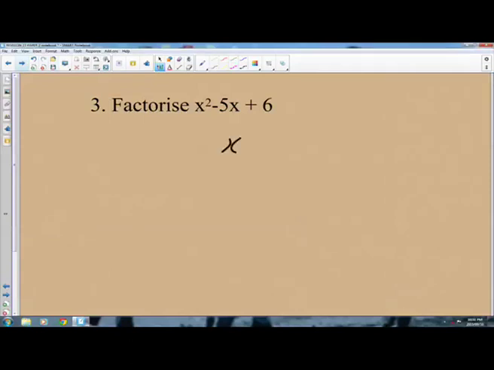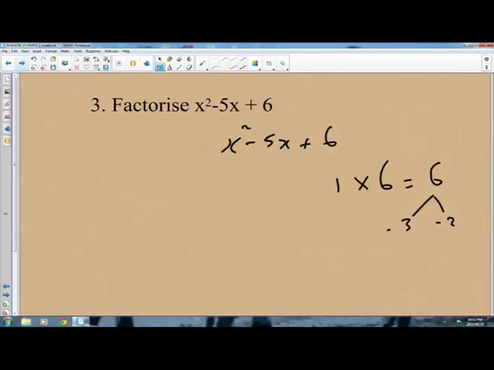It's x squared minus 5x plus 6. The coefficient of x squared is 1, so this will be 1 times the constant term, 6, which is equal to 6. Then you look for the factors of 6 such that when you multiply them you get 6, but when you add them you get negative 5. These factors are minus 3 and minus 2. Minus 3 times minus 2 is positive 6, and minus 3 plus minus 2 is negative 5.